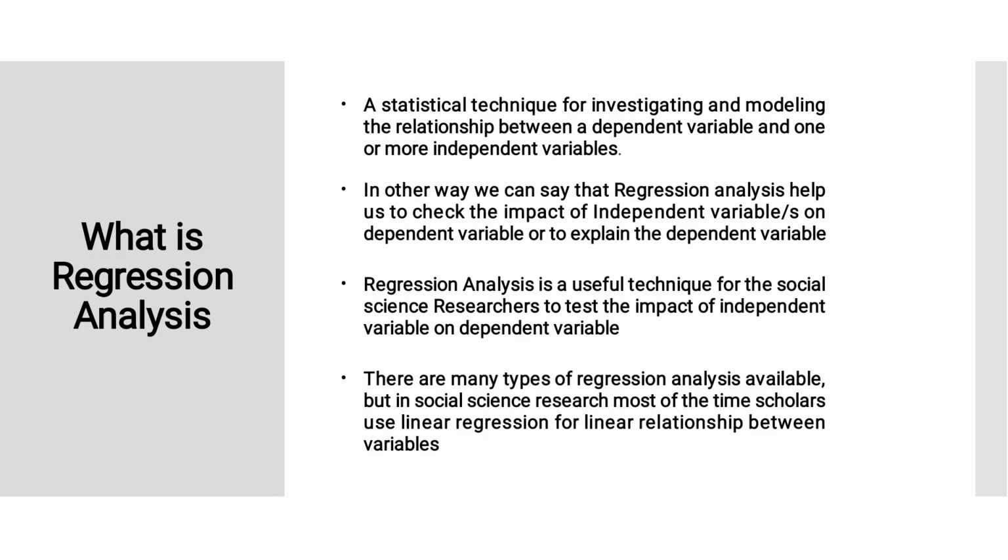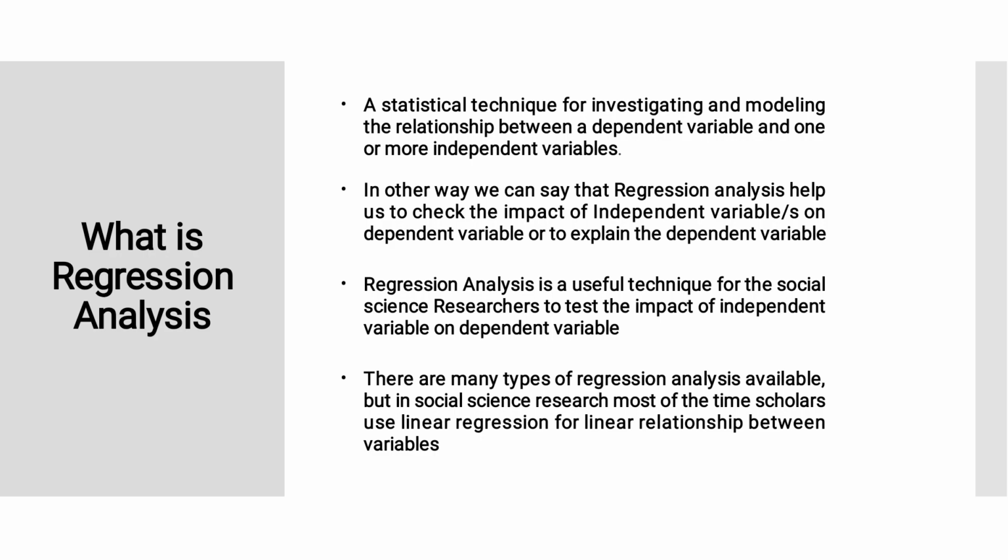There are many types of regression analysis available, but in social science research, most of the time scholars use linear regression for linear relationship between variables. Linear relationship means when we plot the independent variable's values and dependent variable's values, then it creates a straight line. That is called a linear relationship between variables.